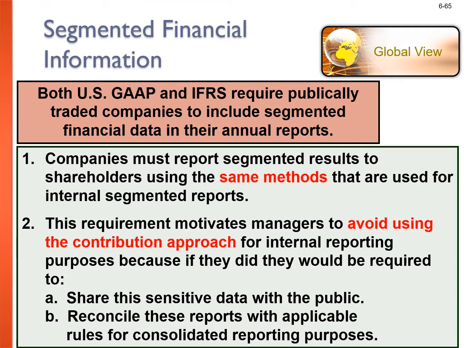Both US GAAP and IFRS require publicly traded companies to include segmented financial data in their annual reports. So companies must report segmented results to shareholders using the same methods that are used for internal segmented reports. This requirement motivates managers to avoid using the contribution approach for internal reporting purposes, because if they did, they would be required to share some sensitive data with the public and then reconcile these reports to properly report to the public.